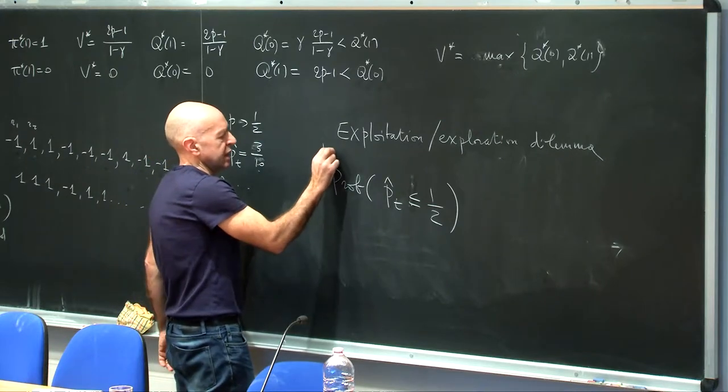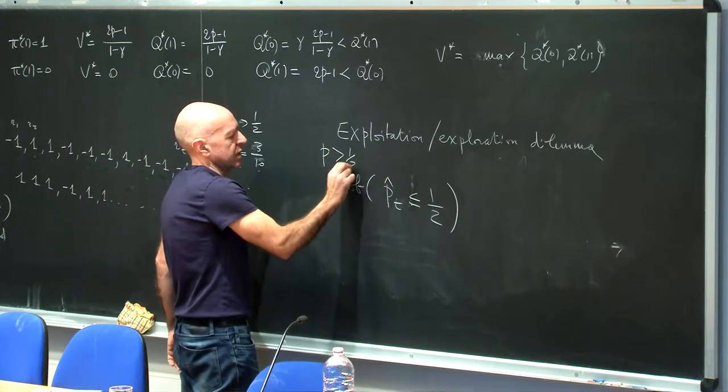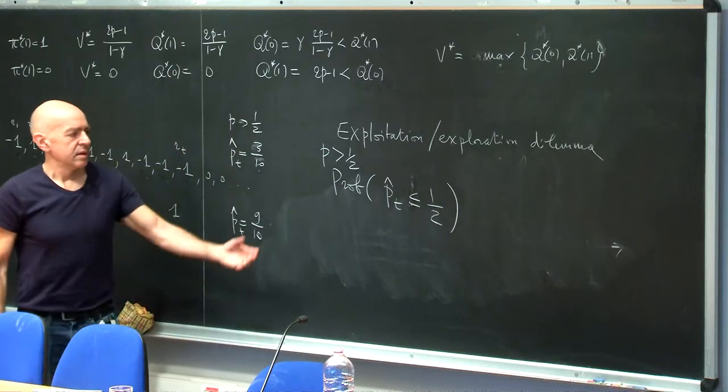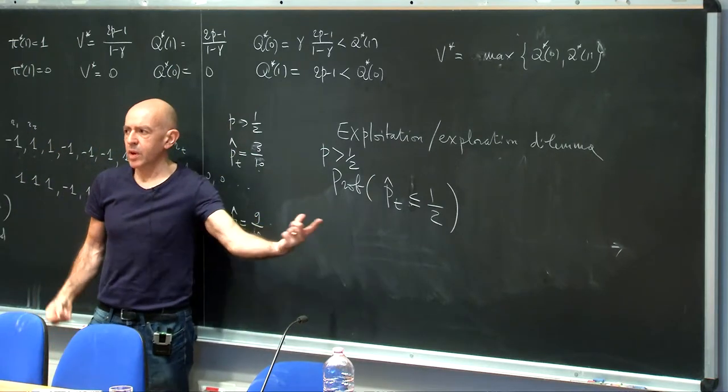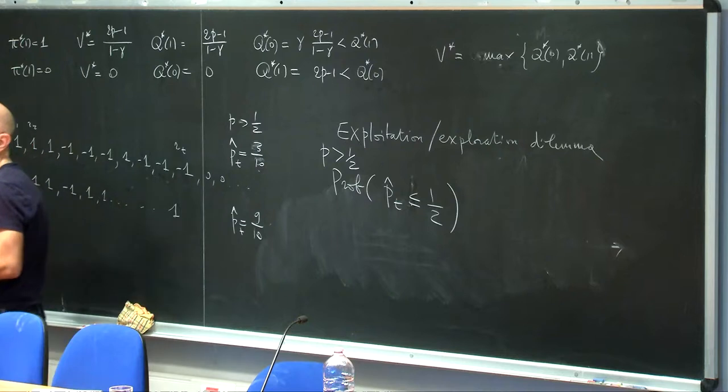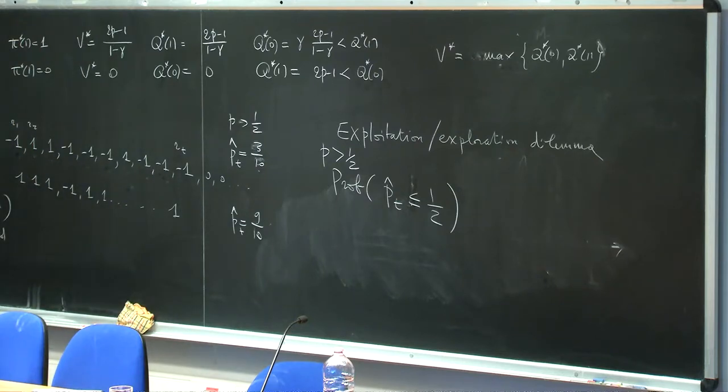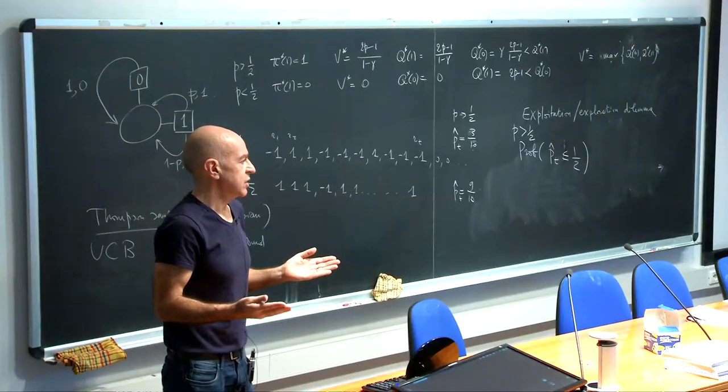And we know that the actual p is larger than 1/2. So what is the quantity which governs this probability? Large deviations, okay?